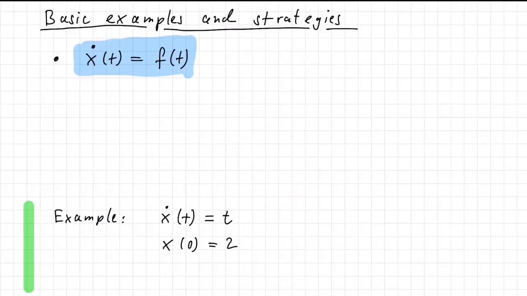Now, basically the main trick that we'll always be using in all of these explicit examples is that we basically want to integrate the differential equation to find the solution, because the idea is that if we do the integral of x dot of t dt, the indefinite integral, we get x of t as the solution. So for this particular equation, if we integrate both sides with respect to t, then we get x of t equals the solution.